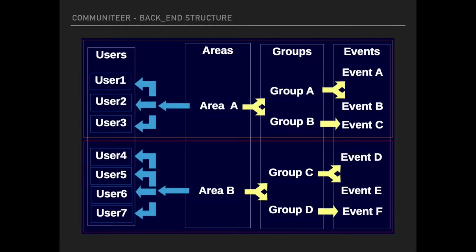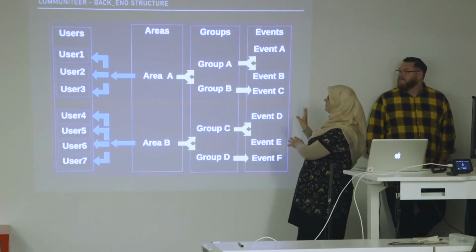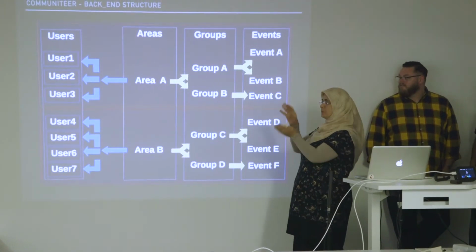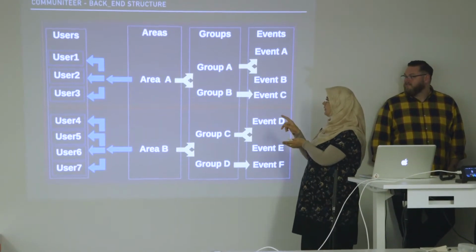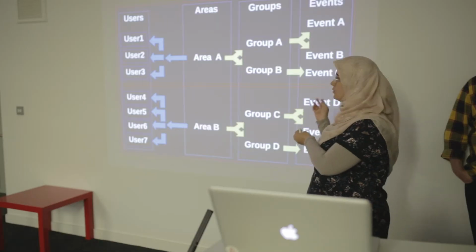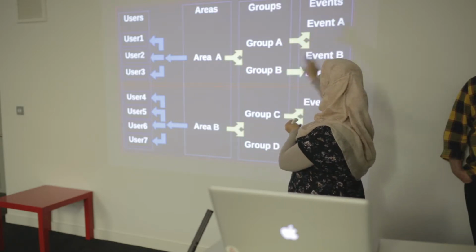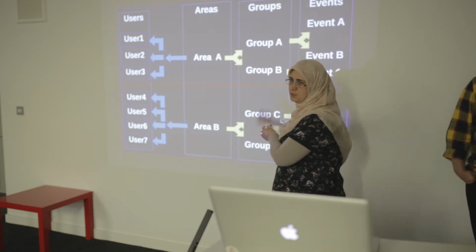Before talking about the back end, this is the structure, the things in the back end. We have users, areas, groups, events. These are the main tables. Multiple users may belong to one area. For example, in Manchester, there are a lot of volunteers. In this area, we have a lot of groups. In this group, we have a lot of events. So the user in area A can reach group A, group B, and the events also. But the user in area B will not be able to reach this.